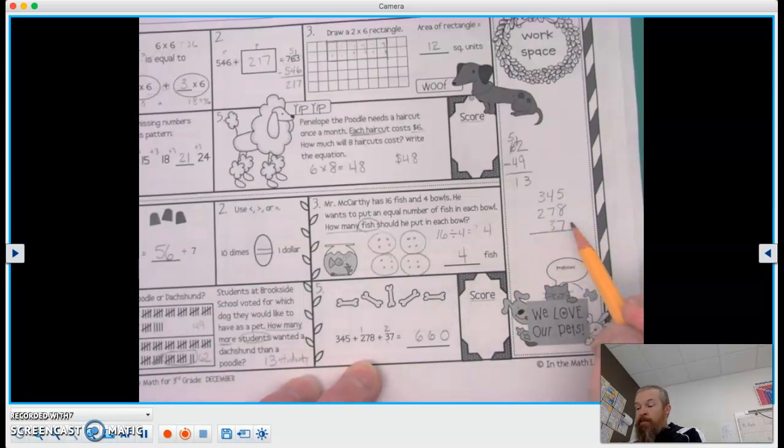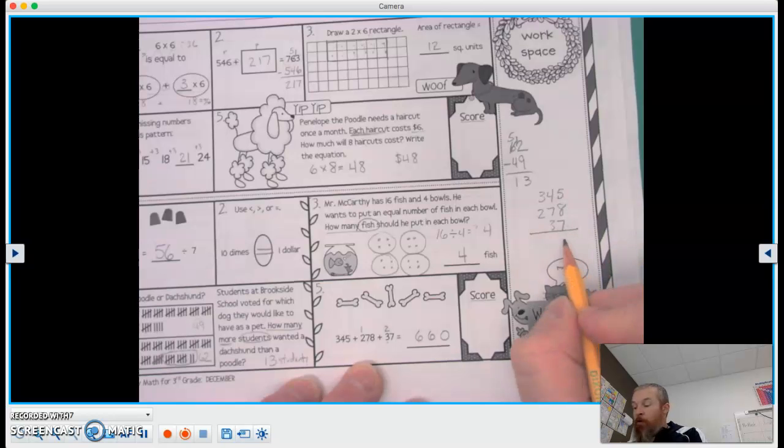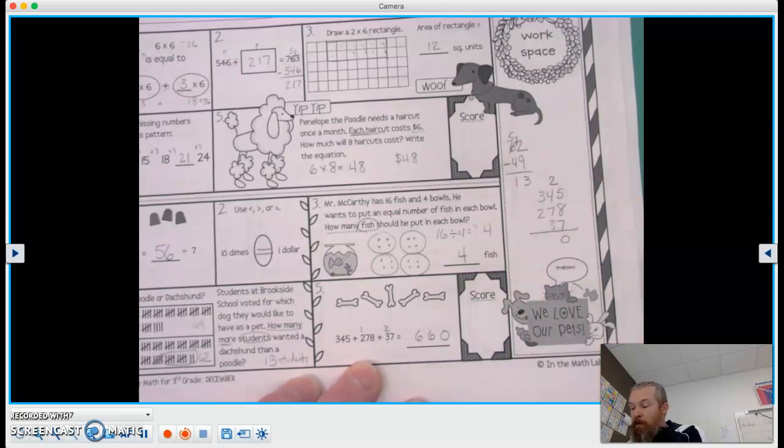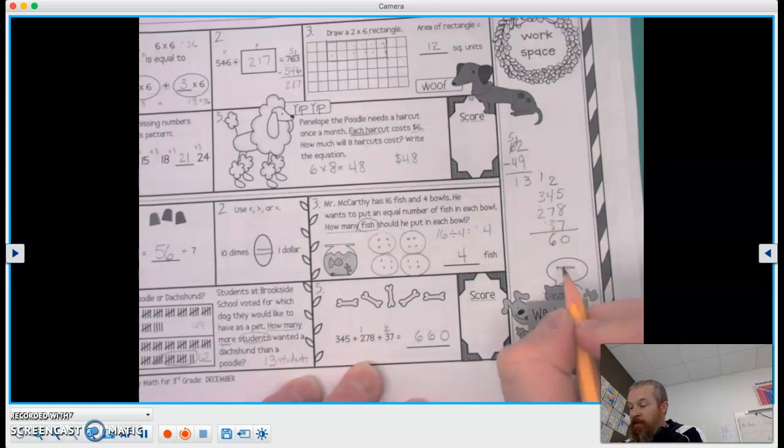And here we got 8 and 7 is 15, and 5 more is 20. And 7 and 3 is 10, plus 4 is 14, 2 more is 15, 16. And 1 and 2 is 3, 3 and 3 is 6.